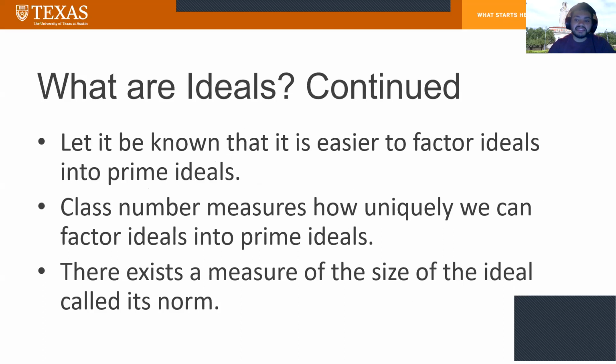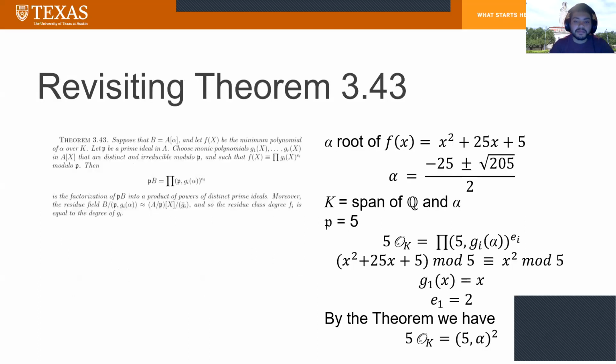Let it be known it is easier to factor ideals into prime ideals. Class number measures how uniquely we can factor ideals into prime ideals. There exists a measure of the size of the ideal, and it's called the norm.